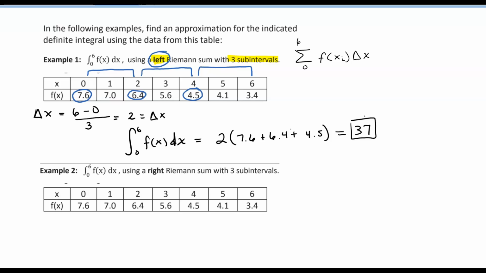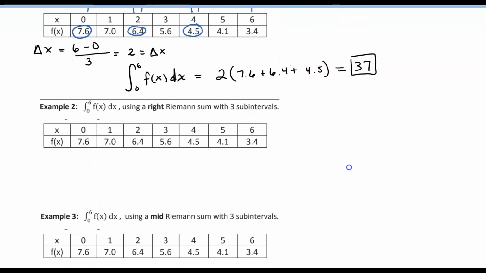Now that's not too difficult. Let's take a look at the next one. The next one says, using a right sum with 3 intervals, find the area under the curve from 0 to 6. So again, let me pick a different color. From 0 to 6, we have the same intervals. I can write out the calculation for you if you need to see it one more time. Delta x equals 6 minus 0 divided by 3, so our delta x is 2 units. But in this case, we are using the right sum.